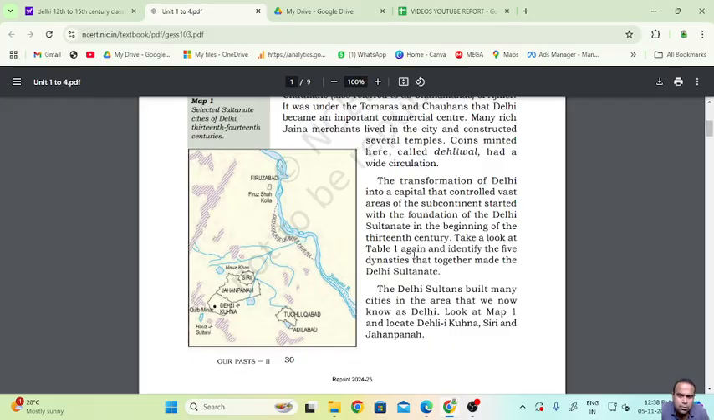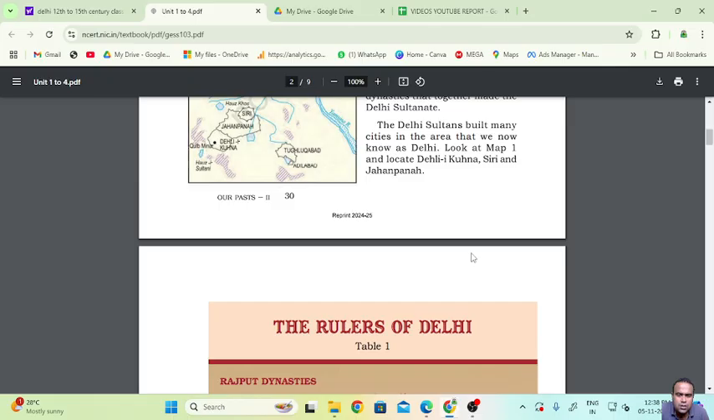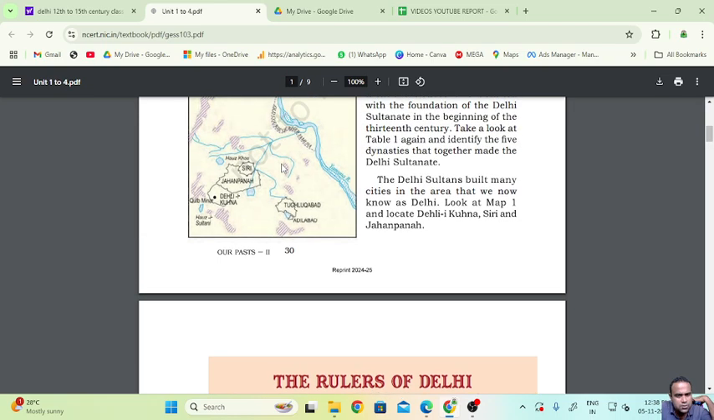Take a look at Table 1 and identify the 5 dynasties that together made the Delhi Sultanate. Okay, these are the 5 dynasties. The Delhi Sultans built many cities in the area that we now know as Delhi. Look at Map 1 and look at Delhi. Delhi, Siri, and Jahanpanah. These were the main cities.